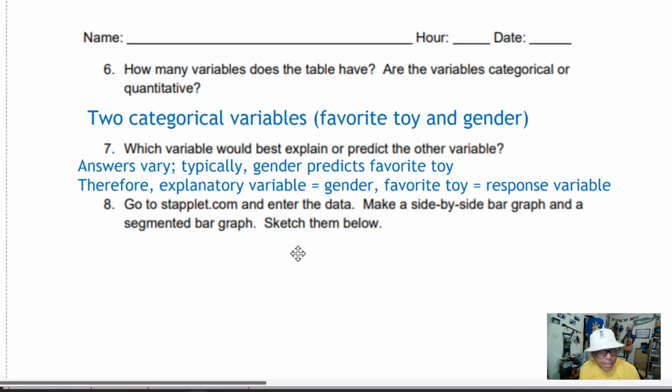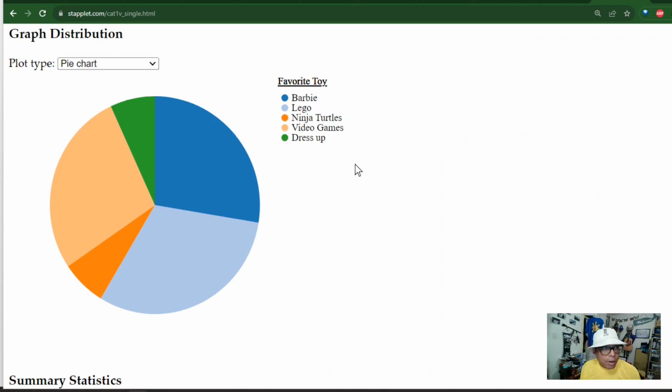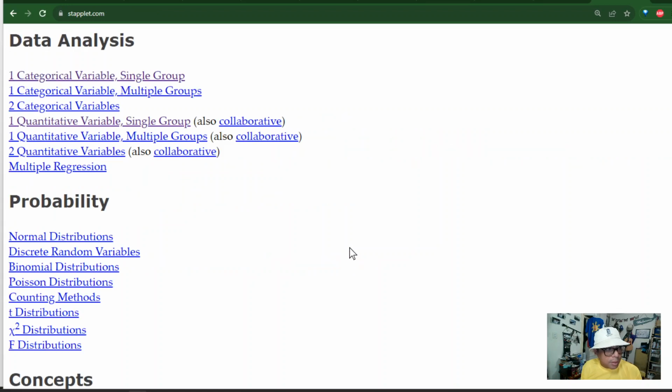So number 8 says to go back to Statplet and enter the data, and this time make a side-by-side bar graph and a segmented bar graph. So we'll go back over here to our Statplet. We'll scroll to the bottom and we'll go back to the menu. Now this time we're going to have 2 categorical variables.